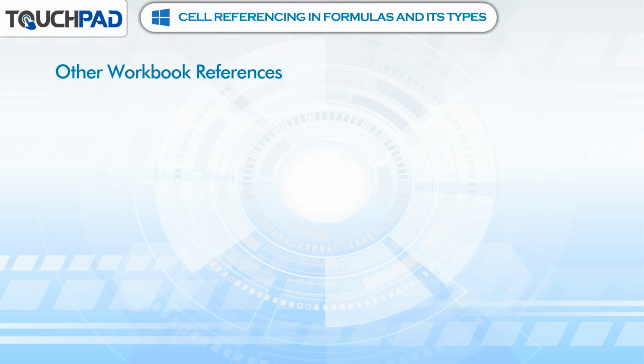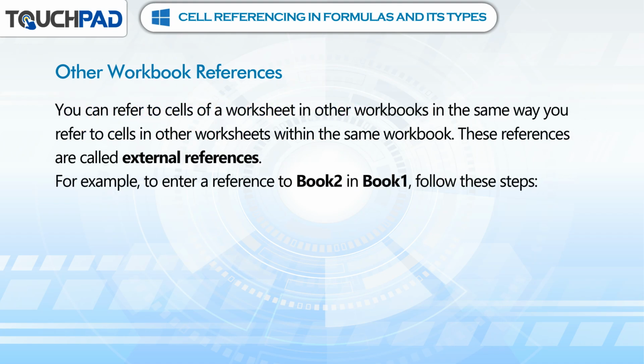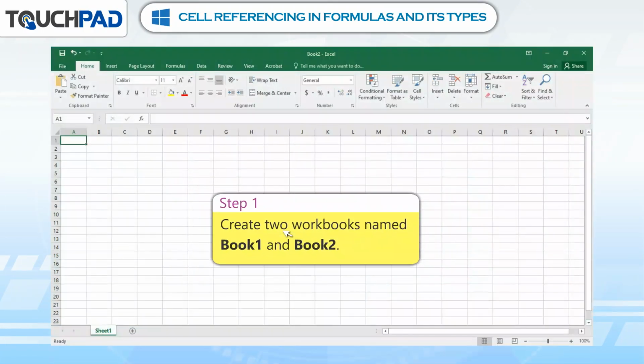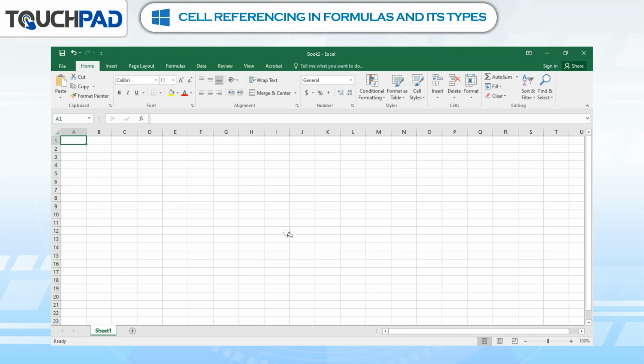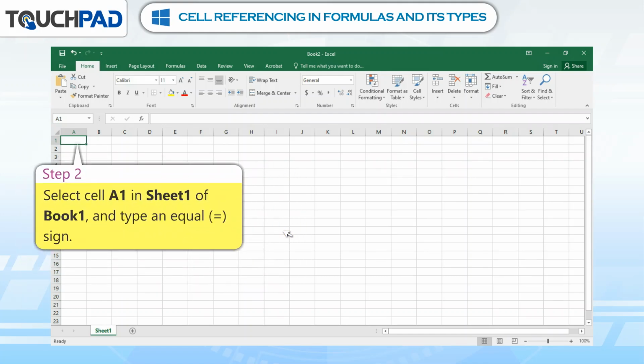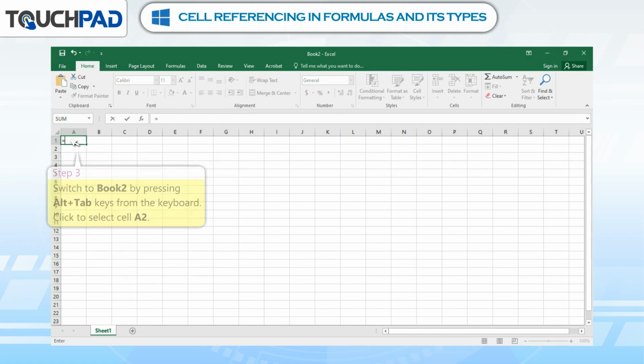Other workbook references. You can refer to cells of a worksheet in other workbooks in the same way you refer to cells in other worksheets within the same workbook. These references are called external references. For example, to enter a reference to Book 2 in Book 1, follow these steps. Step 1. Create two workbooks named Book 1 and Book 2. Step 2. Select cell A1 in sheet 1 of Book 1 and type an equal sign.